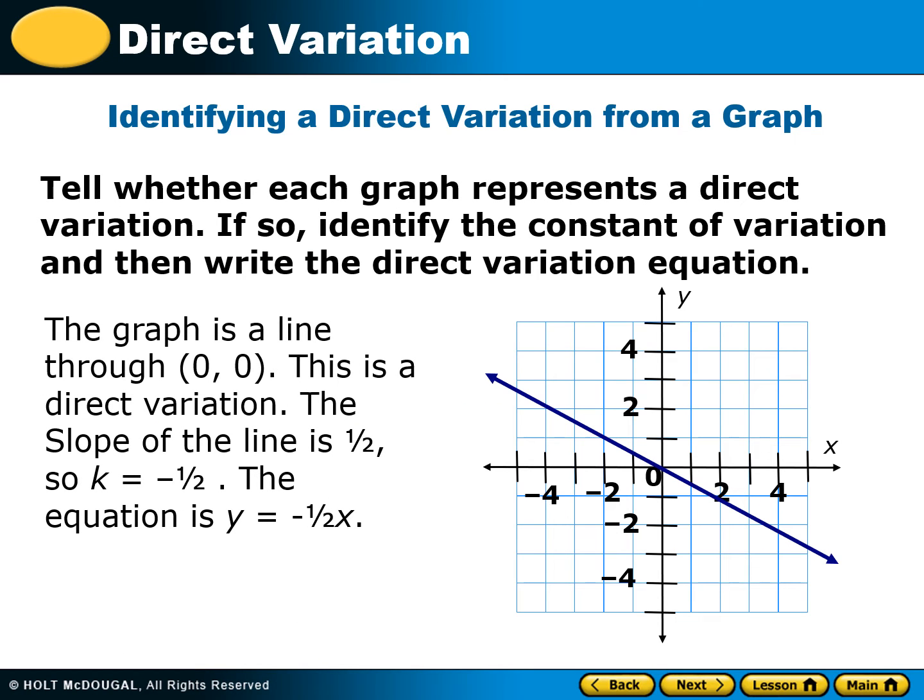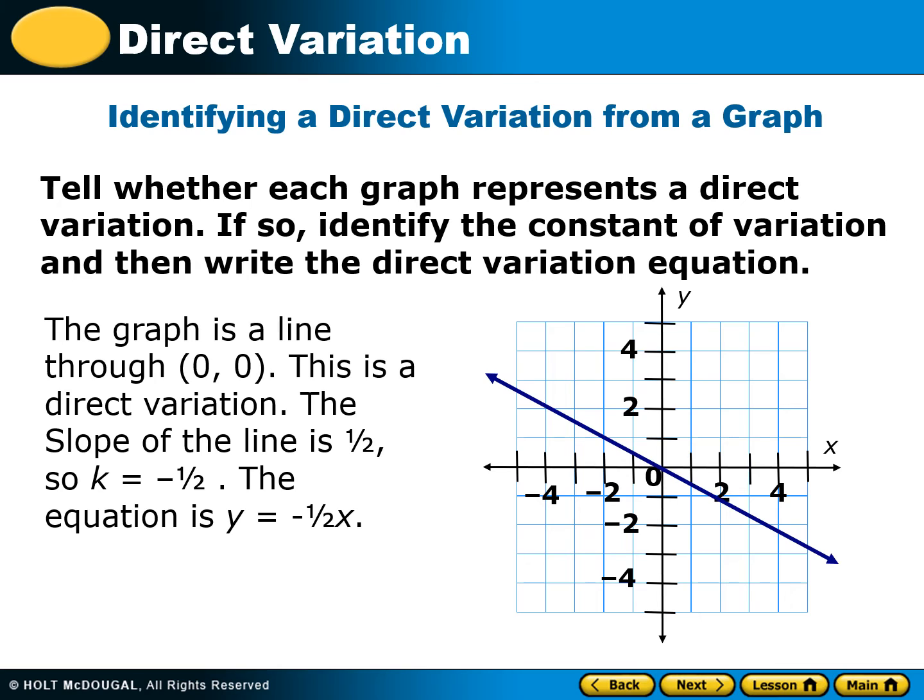Now let us identify if a graph is a direct variation or not. If so, we are going to identify k as well as the equation. Looking at this graph, we can say that the graph is a line through (0, 0). This is a direct variation. Why? Because the slope of the line is 1/2.